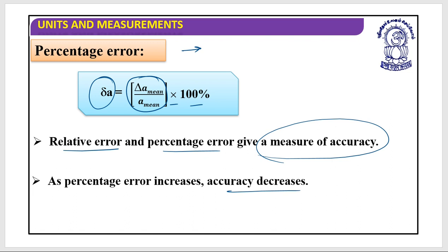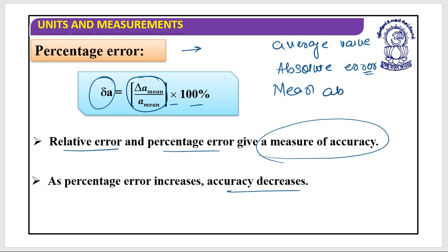So what we have discussed up till now, let's summarize. We know what the average value is, then we have discussed the absolute error, that is the difference in each value, in each observation and each measured value. Next, it is the mean absolute error.